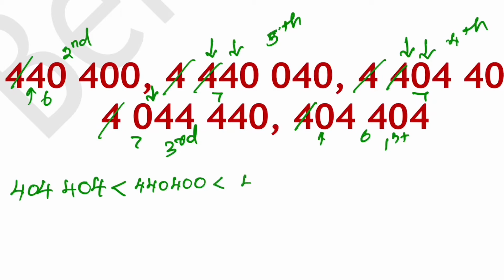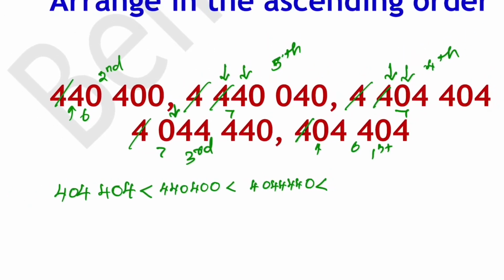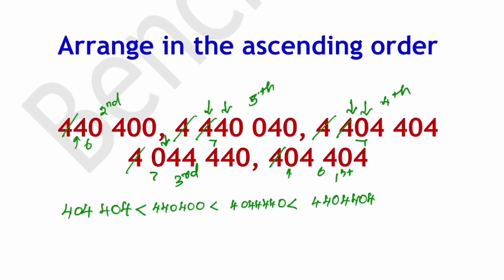My third number is 4044440, and my fourth number is 4404404, and my fifth number is 4440040. Look, without reading the numbers, I have decided the order. That should be the way. Reading the number is not needed.